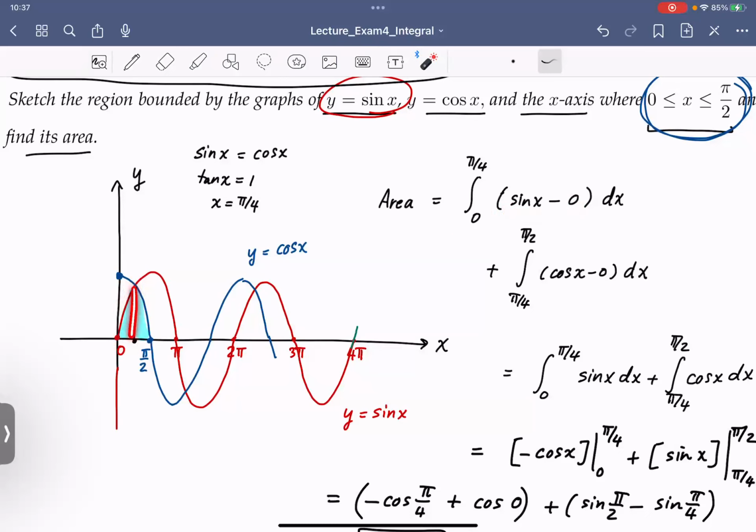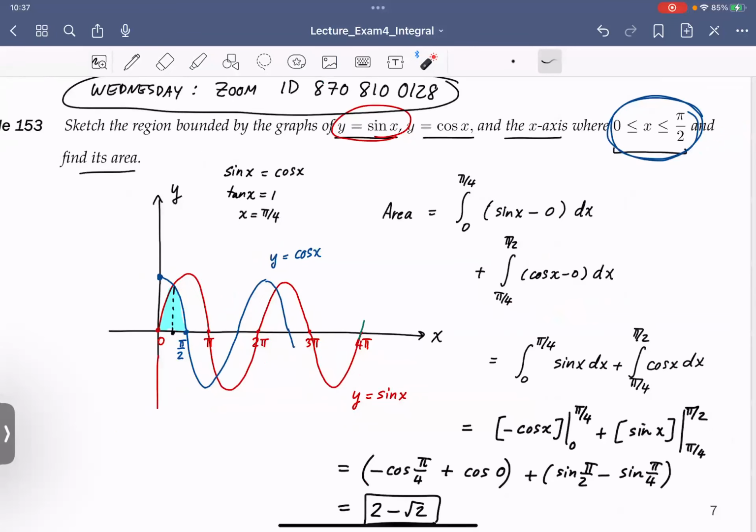And then for the other piece, if you put yourself there, you're going to see that the roof is cosine and the ground is y equal to 0. That means you integrate from pi over 4 to pi over 2, which is here to here. So you stand here, and on the top you have cosine and the bottom is 0.